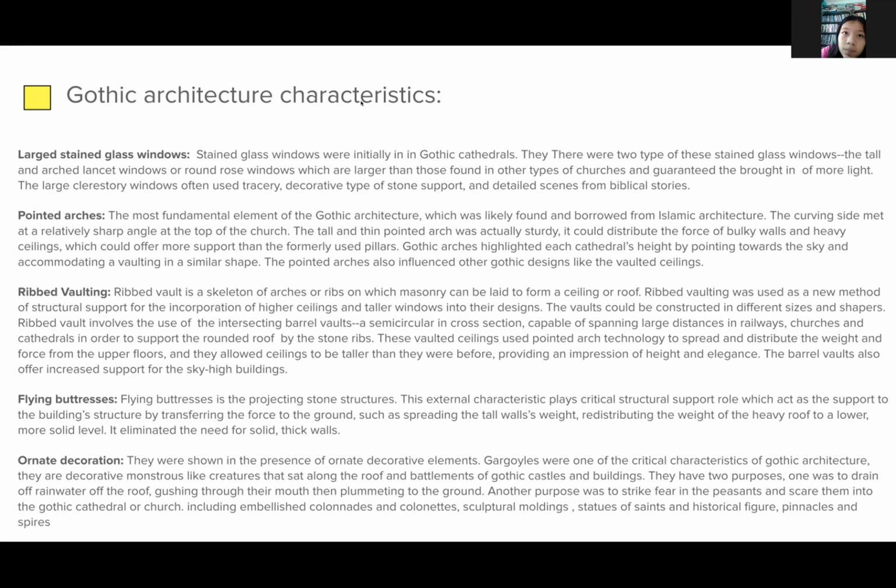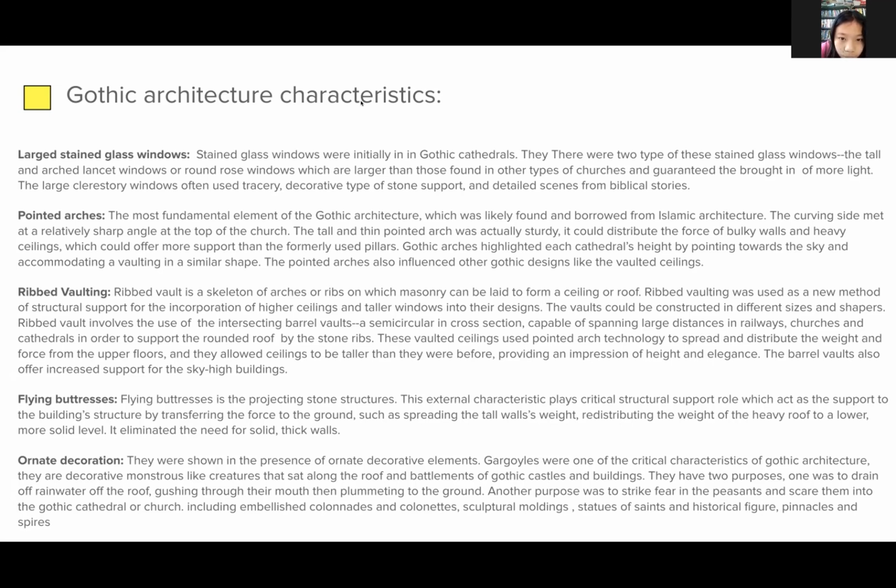The pointed arch is the most fundamental element of Gothic architecture. It was borrowed from Islamic architecture. Curving sides meet at a relatively sharp angle at the top of the church. And the tall and thin pointed arch was actually sturdy. It could distribute the force of bulky walls and heavy ceilings, which offered more support than the formerly used pillars. These arches highlighted each cathedral's height by pointing towards the sky and accommodating vaulting in a similar shape. The pointed arches also influenced other Gothic designs, like the vaulted ceilings.